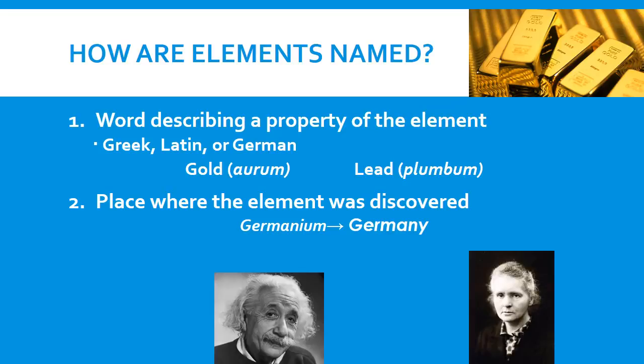Sometimes the name comes from where the element was discovered, for example, germanium was discovered in Germany. Polonium was discovered in Poland, and californium was discovered in California. They're also named after famous scientists. So like einsteinium is named after Albert Einstein. Curium is named after Marie Curie.